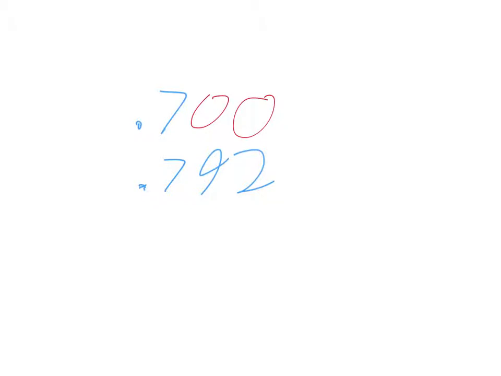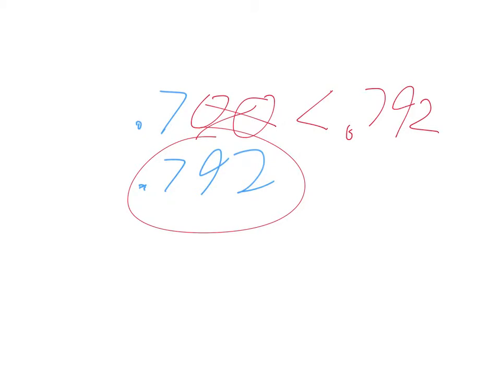And just saying that, oh, 792, that's greater than 700. So 700 thousandths would be less than, or 7/10ths would be less than 792 thousandths. This number here is your bigger number. And there we go. So that's just a quick overview of how to say and then compare decimals.